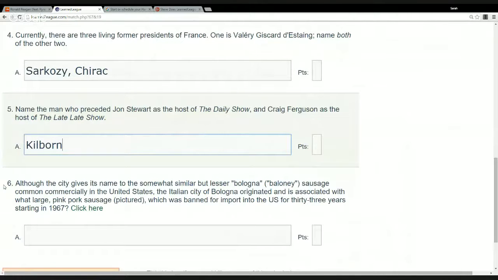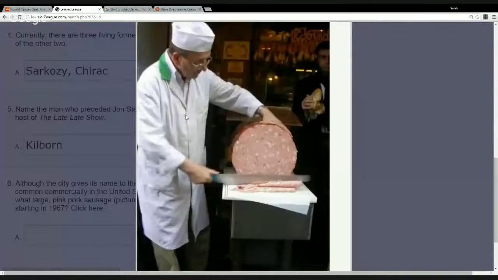Okay. Although the city gives its name to the somewhat similar but lesser bologna sausage, common commercially in the United States, the Italian city of Bologna originated and is associated with what large pink pork sausage, pictured, which was banned for import in the U.S. for 33 years, starting in 1967. Okay, so we became able to import this thing again starting in 2000. Can't say in 2000 I was up on my sausage news. Let's see if the picture helps.